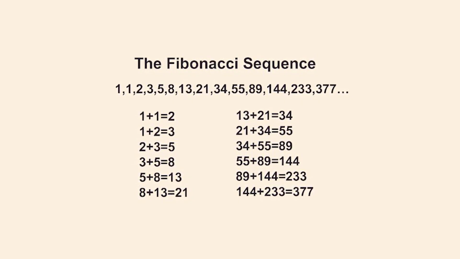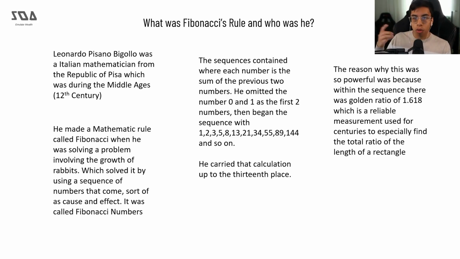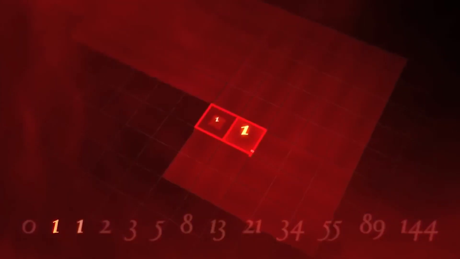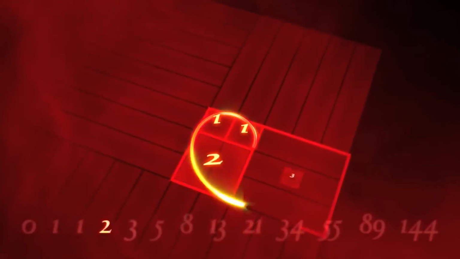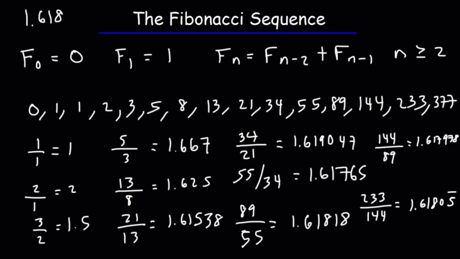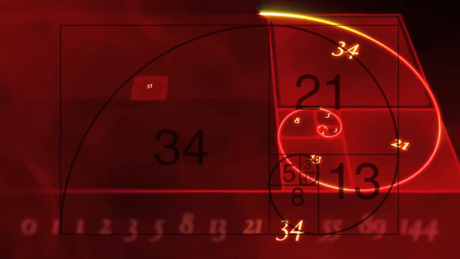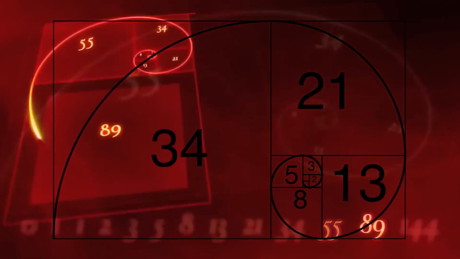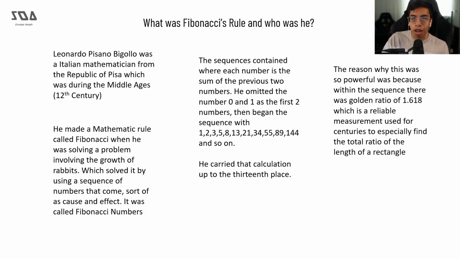He omitted the numbers 0 and 1 as the first two numbers, then began the sequence with 1, 2, 3, 5, 8, 13, and so on. So it adds up the previous ones. He carried that calculation up to the 13th place. This is the reason why it's so powerful, because within this sequence he found a golden ratio of 1.61, which is an extremely reliable measurement tool used even for the length of a rectangle. It's used widely in geometry nowadays because of this mathematician.